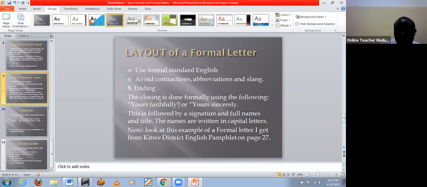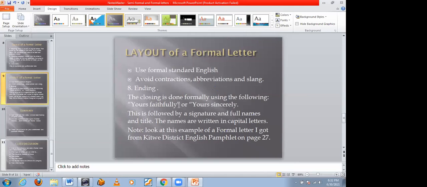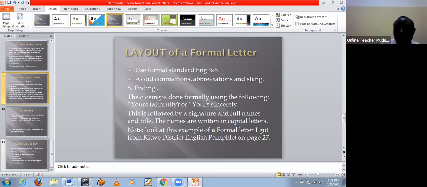So just below the yours faithfully, you're going to write your signature. Then below the signature, you're going to write your full name and title. So if you are Mr., you write your name, open brackets, then the title there, MR, then you close the brackets. So the title will come after the name in brackets. The name is written in capital letters.